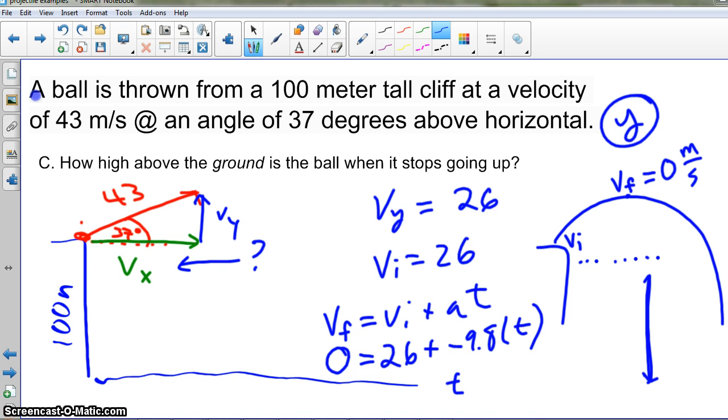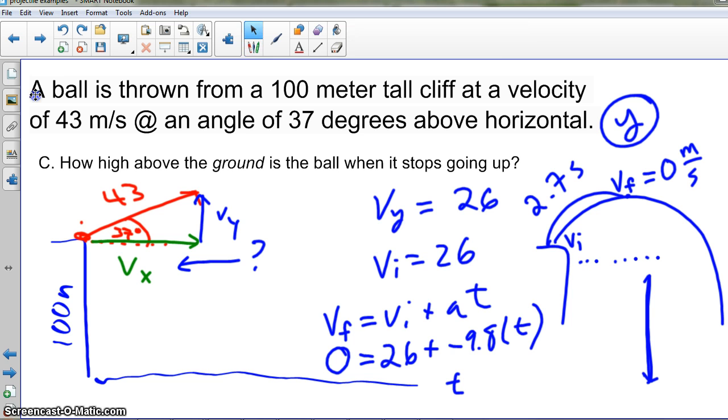So how long does it take to go from here to here then? How long is that? Let's just call it 2.7 seconds. And so that is the answer to slide C. How far above the ground is the ball when it stops going? Oh, no, it's not. That's not the answer. It's asking how high it is. I guess we answered the wrong question, but if we had been asked that, we could do that.